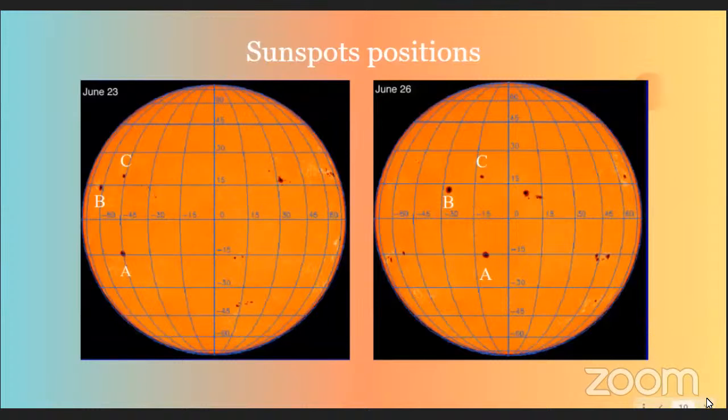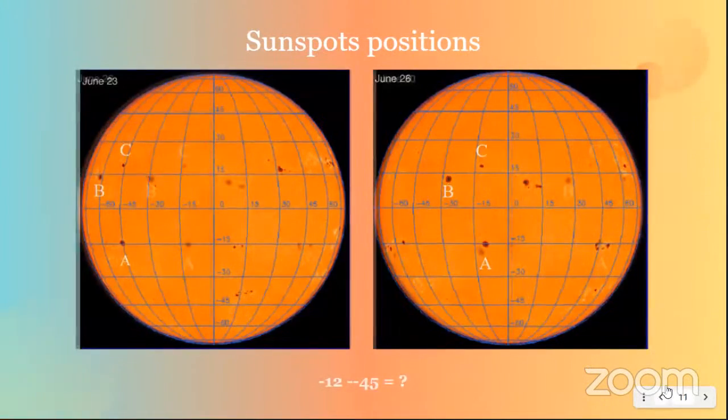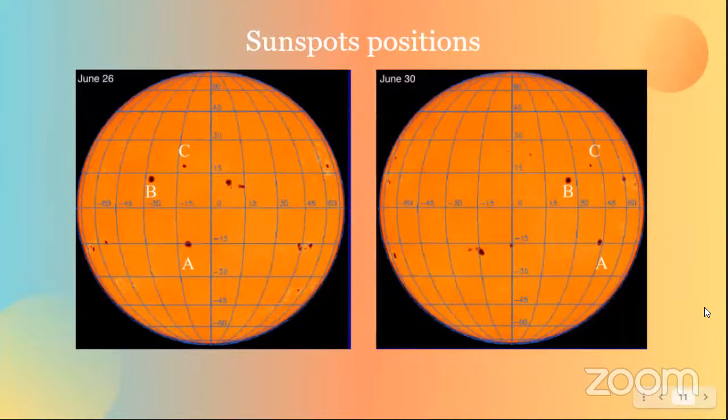So let's see in the next slide. In the next slide, we will calculate the position of sunspot C. But the difference here is that the difference between the two pictures is 4 days, not only 3 days. So in sunspot C, the initial position actually is approximately minus 15 degrees, and the final position is around, let's say, 35, because it's between 30 and 45. So let's say it's 35. So I want you to put in your calculators 35 minus 15.